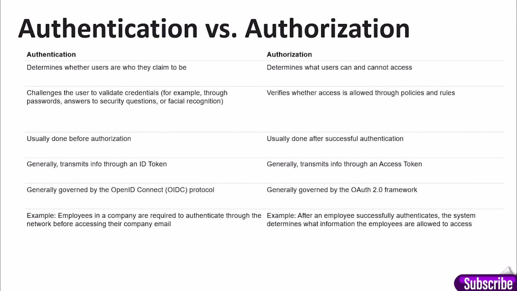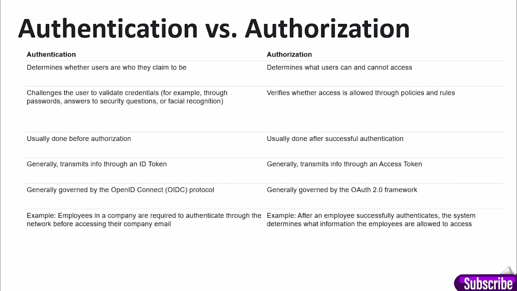Authentication challenges the user to validate credentials, for example, through a password, answers to security questions, or facial recognition. Authorization verifies whether access is allowed through policies and rules. Authentication is usually done before authorization. Authorization is usually done after successful authentication. Authentication generally transmits info through an ID token. Authorization generally transmits info through an access token. Authentication is generally governed by the OpenID Connect protocol, whereas authorization is generally governed by the OAuth framework.